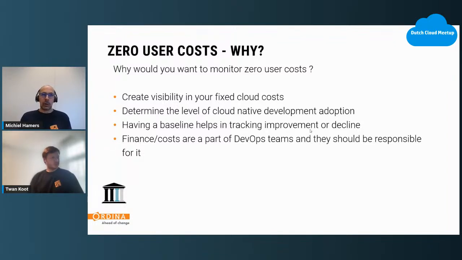Yeah, that's handy because of the visibility you also have into cloud native development adoption. Having a baseline helps you track improvement or decline of that. But in general, it gives you insight and a correct feeling about where you should look and how you can optimize. If you know your zero user cost, then you also know the difference between when there are zero users and when there are a lot of users of your application.